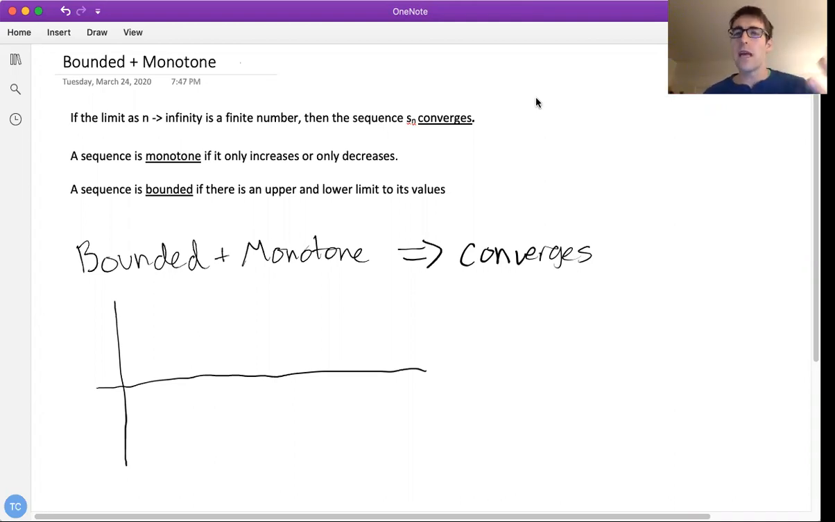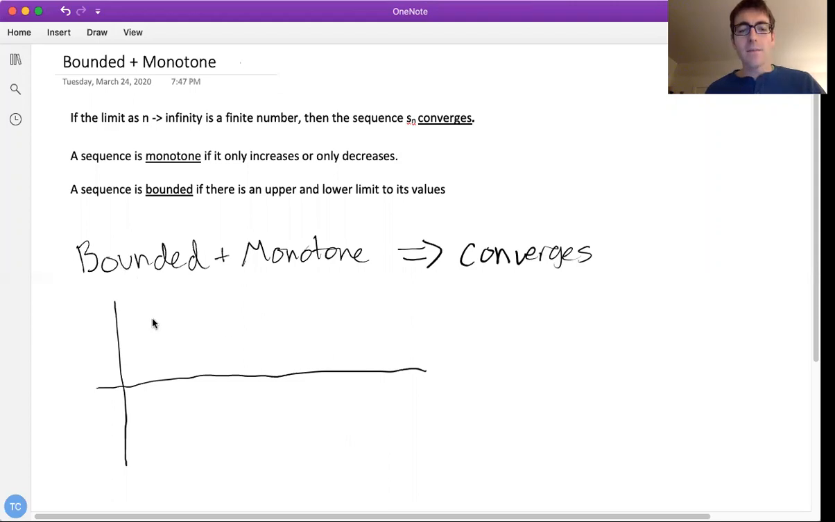So just to recap, a sequence is an infinite list of numbers. It converges if all of these numbers approach some fixed value. Separately, we can say that a sequence is monotone if it's only increasing or only decreasing, and is bounded if it has an upper and a lower limit.